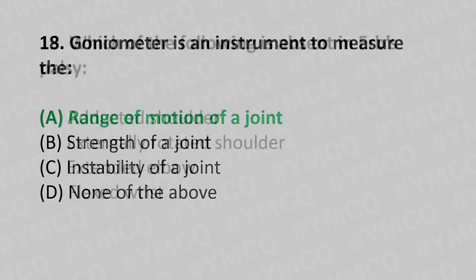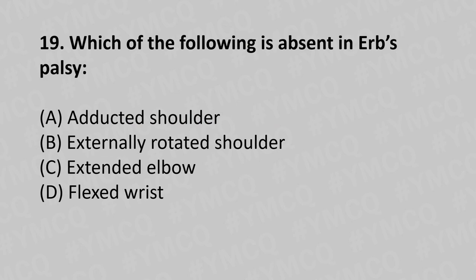Moving to our 19th question. Which of the following is absent in Erb's palsy? Option A, adducted shoulder. Option B, externally rotated shoulder. Option C, extended elbow. Option D, flexed wrist. And the answer is option B, externally rotated shoulder.